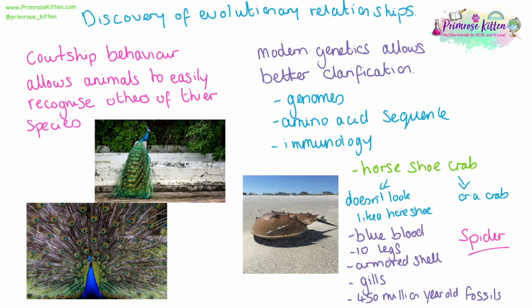However, in 2019, it was proved using genetics that the horseshoe crab is actually a member of the arachnid family. It is more closely related to spiders than it is to crabs.